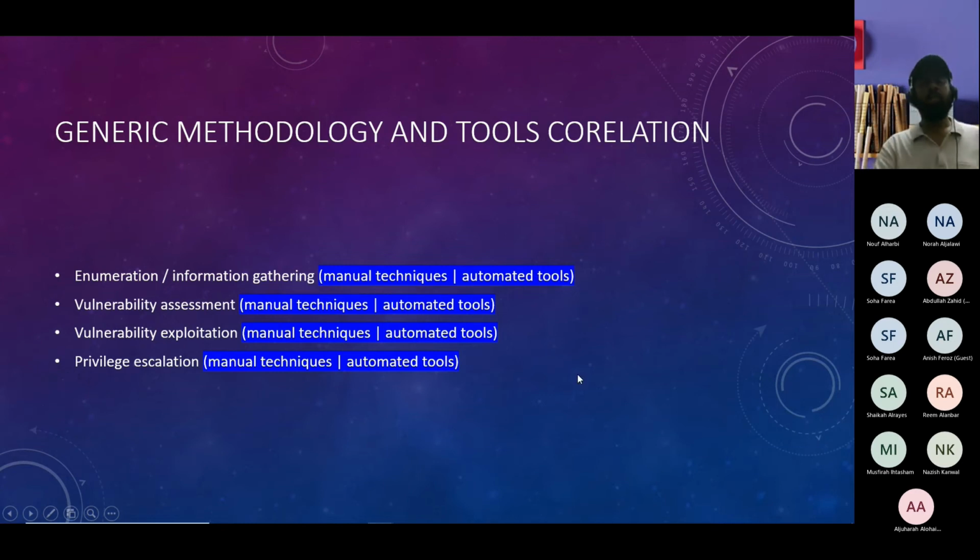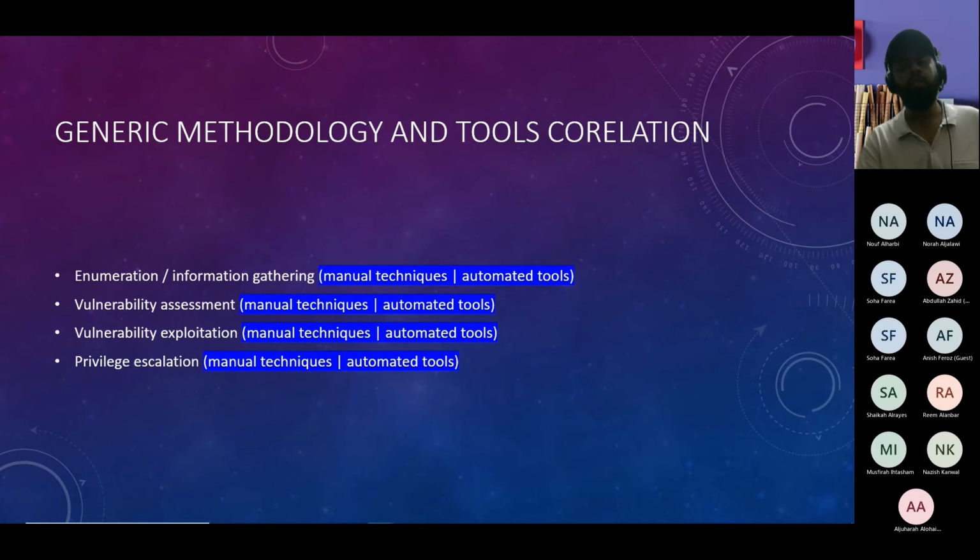So enumeration, just think of a web application and you want to do the enumeration. For enumeration, you will be using manual techniques as well as automated tools. It is not a single tool that will do the complete enumeration for you, and there is not a single manual technique that will serve your purpose. Using manual techniques and automated tools, you will achieve a good enumeration.